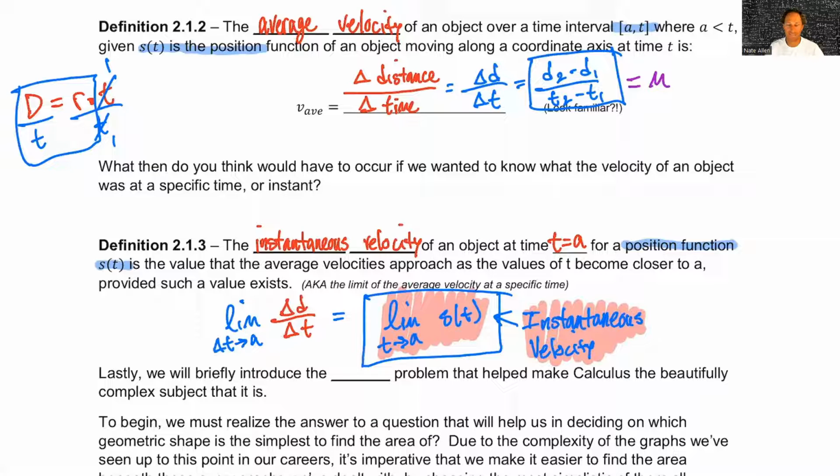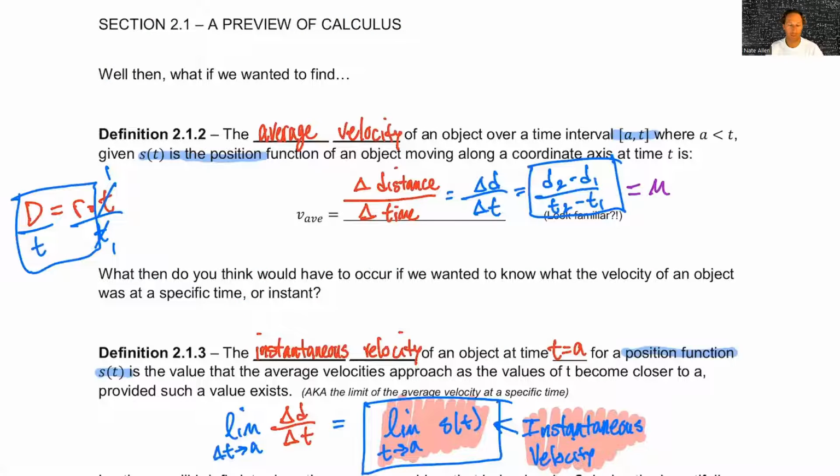That is our instantaneous velocity definition. Keep moving along here. Make sure you have that written down and highlighted. Something we will definitely go over more frequently down the road.